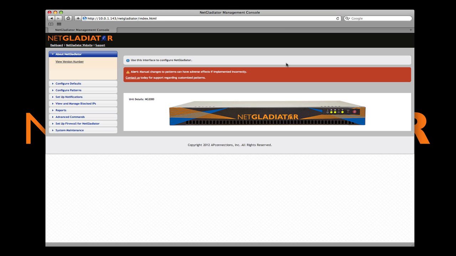NetGladiator does not tail logs. It goes right to the source and looks at data in network packets. This means that you can use the DPI engine at your disposal. We've found that the best configurations are a mix of patterns that protect against basic attacks as well as patterns that are specific to your environment. Let's discuss a couple of these.